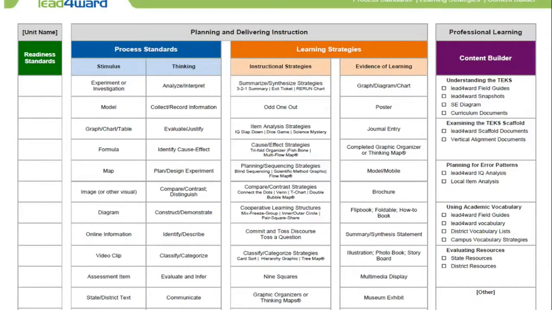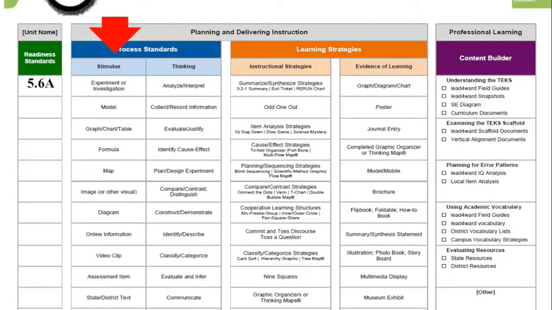Using the PLC for the Science PLC page as a tool for creating lessons, classroom instruction will move to a higher level of understanding, as well as offer opportunities for students to transfer information. Now that the Readiness Standard 5.6a has been targeted and the content of the standard has been developed, time will be spent on the instructional process. Take time now to discuss what stimulus could be used to address 5.6a.